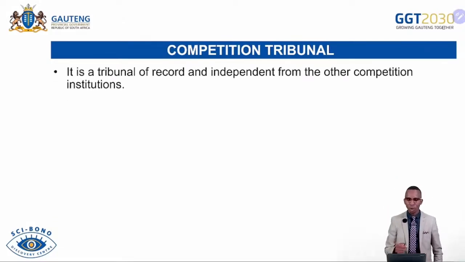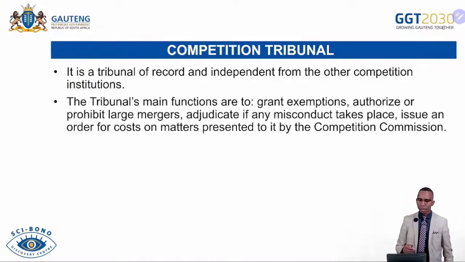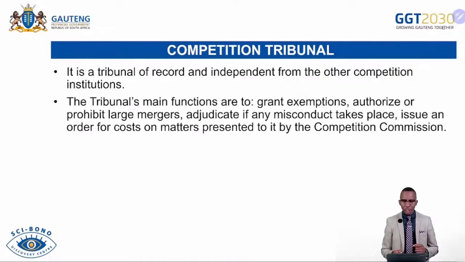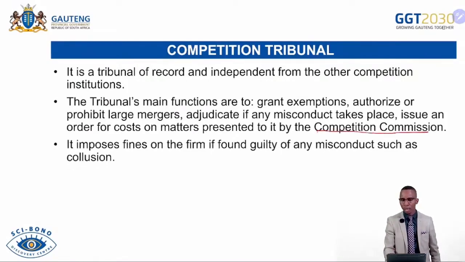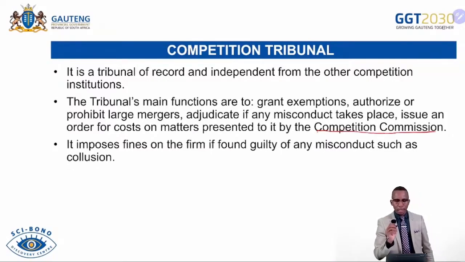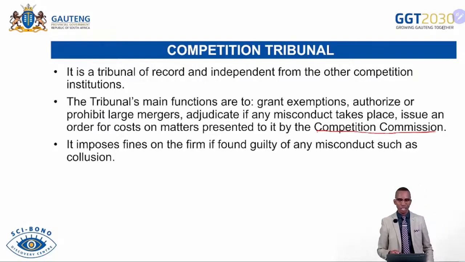It is the tribunal of record and independent from the other commission institutions. The main function of the tribunal is to grant exemptions, authorize or prohibit large mergers, adjudicate if any misconduct takes place, and issue an order for costs on matters presented by the commission. So if ever the commission simply suggested a fine, then the tribunal will reinvestigate and see if those allegations are correct or not. Then it will uphold the fine or simply withdraw it. It imposes fines on firms found guilty of misconduct, collusion, or anti-competitive behavior or strategies.